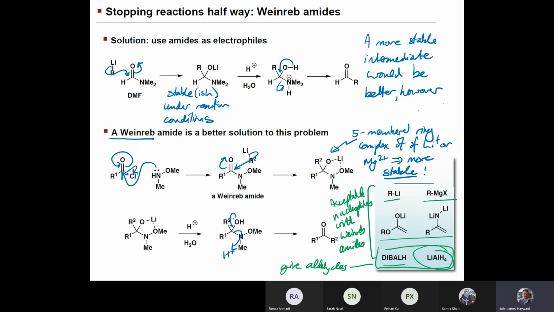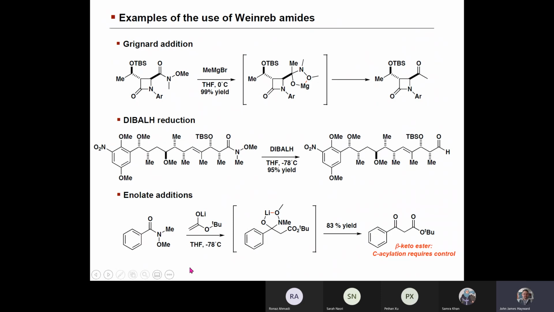So often that's a lot quicker, even though Weinreb is a very elegant solution to a lot of things. Okay, so here are some examples of the Weinreb in action. Here you can see some relatively complex molecules. Methyl magnesium bromide adds to the Weinreb ketone rather than the lactam, which is somewhat surprising. Could you expect the strain to promote the reactivity there? But no, the Weinreb amides really are quite reactive, which is really helpful.